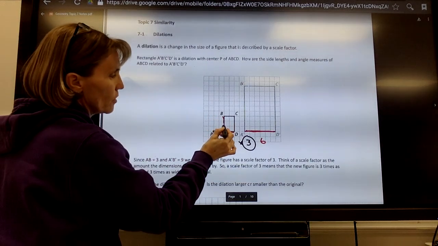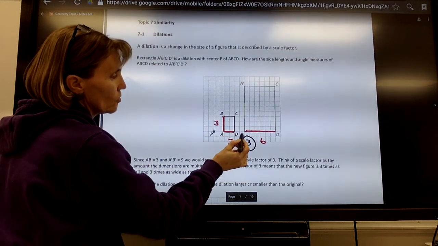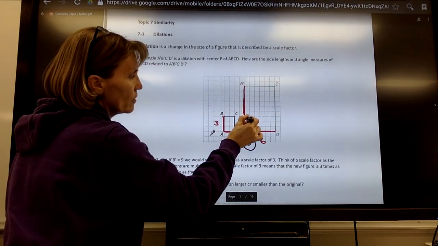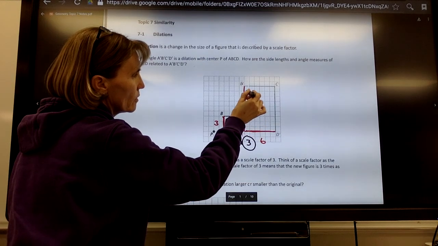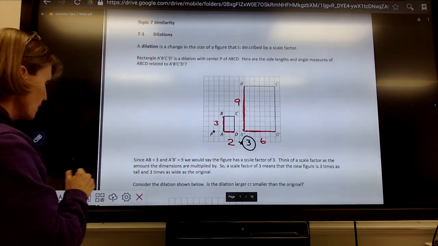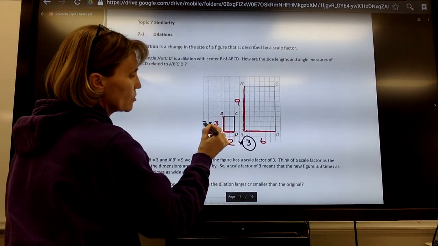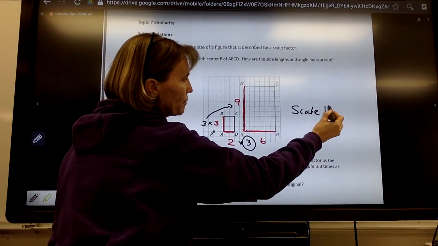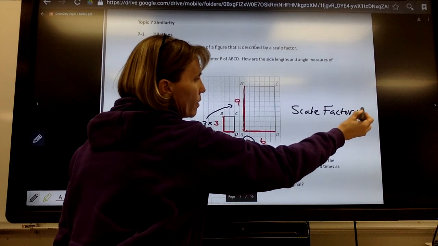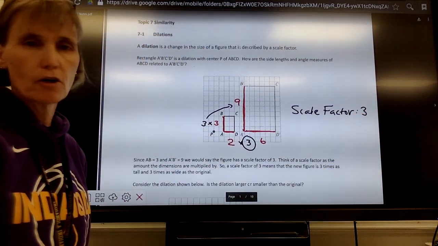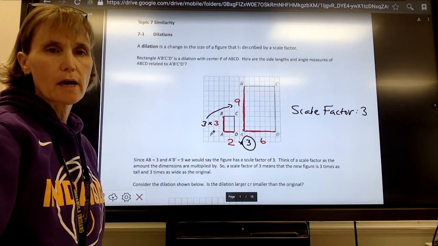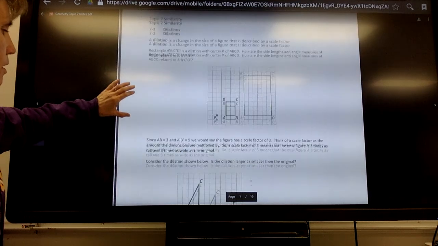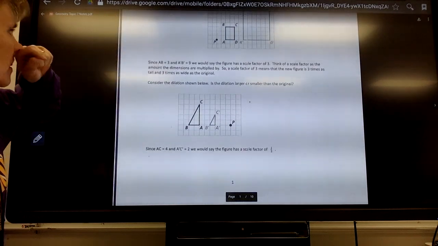Now we're going to see if that's the case for all of the dimensions. If I look at how tall this rectangle is, that rectangle is 3 units tall. So if I look at AB, that same side, but I look at the dilation version of it, that's now 9. So did the scale factor remain the same? Yeah, you can see that we took it times 3 to get 9. So this is a dilation and it has a scale factor of 3. That means every dimension of the new rectangle is 3 times as big as the original.